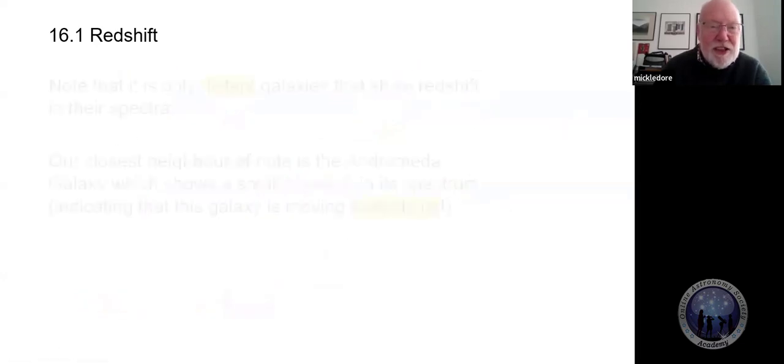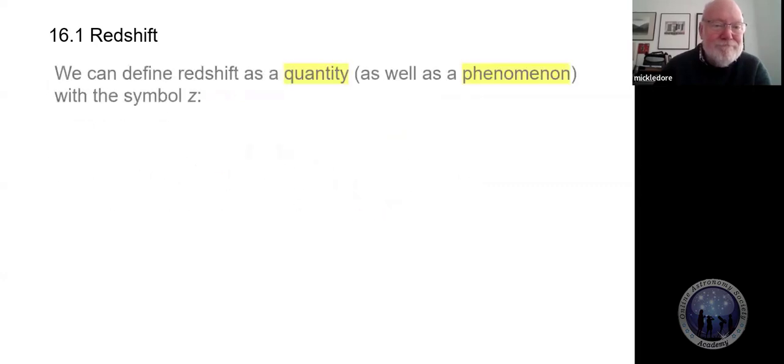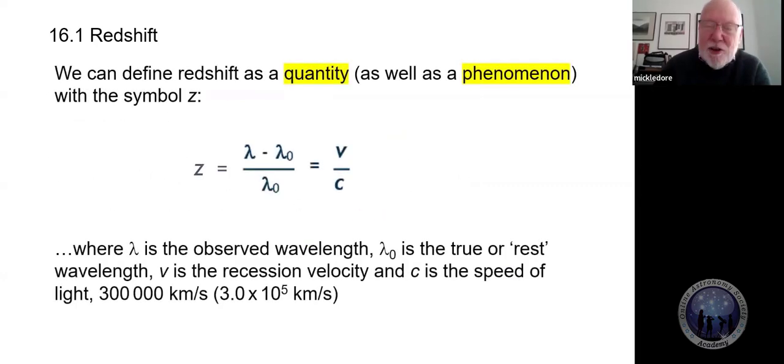Well, the only way that he could interpret this is that the universe, and therefore particles in it, galaxies, are, well, the universe is expanding, getting bigger. Now, as well as a descriptive term, there's a quantity called redshift, which has a symbol Z.